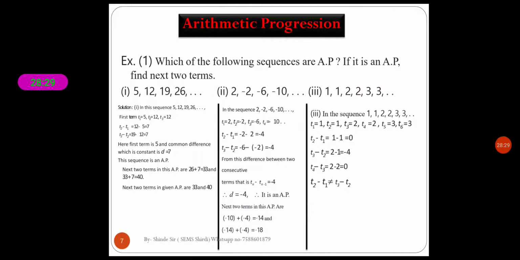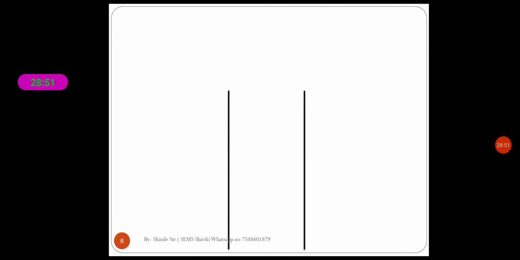That's why in the given sequence the difference between two consecutive terms is not constant. Therefore this sequence is not an AP. That's why we can't find the next two terms of the given sequence. Okay, now we see the next example, another example based on AP.